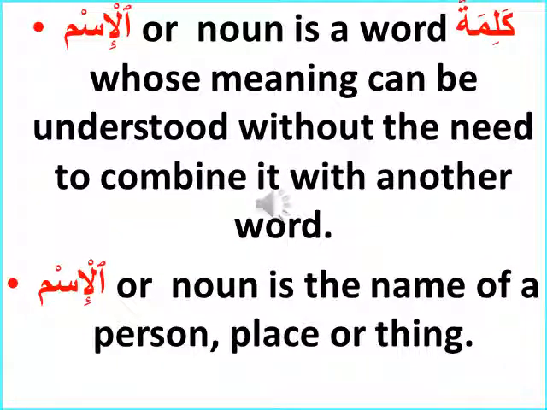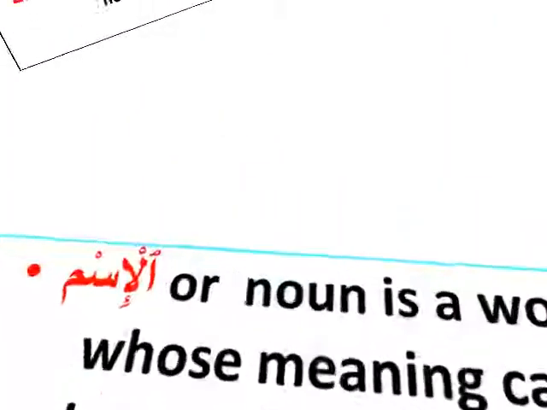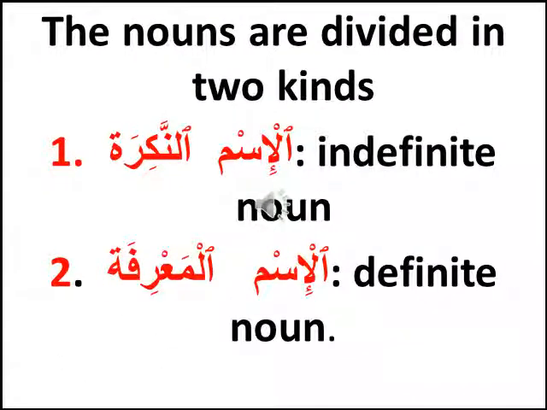An ism, or noun, is a word whose meaning can be understood without the need to combine it with another word. An ism is the name of a person, place, or thing, like Hassan, or Canada, or car. The nouns are divided into two categories: ism nakira, indefinite noun, and ism ma'rifa, a definite noun.